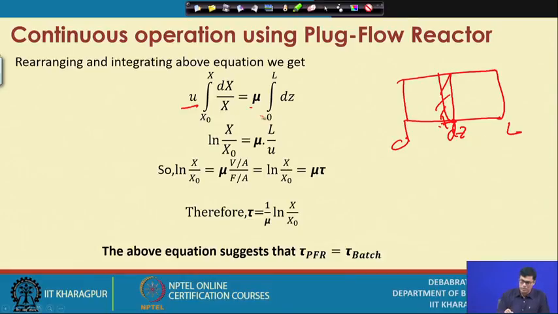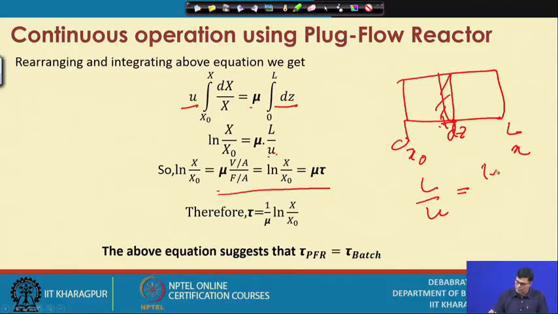If you integrate that, then we will find mu L by u. You can bring it here, and we start with x0 and finish with x, which is the cell mass concentration. Then this is the equation, with L by u. What is the unit of L? It is a length. And what is the unit of u, the velocity? Length per unit time.